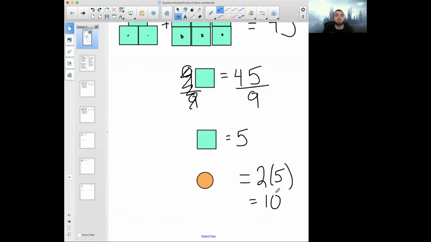You're typically going to have one of the equations where one of the letters is either already alone or you can easily get it alone. Then you're going to take either a number or an expression and plug it into the other formula. That plugging in is where people tend to struggle, I've noticed, and so that's what we're going to focus on.